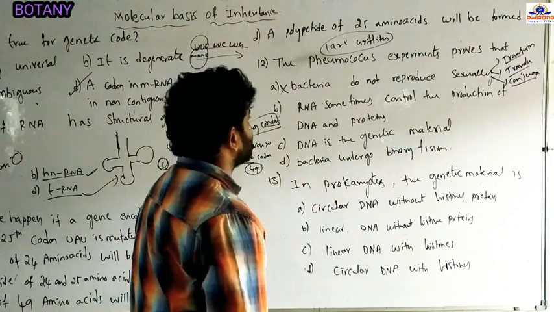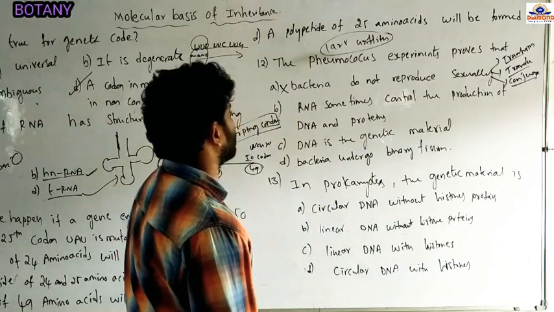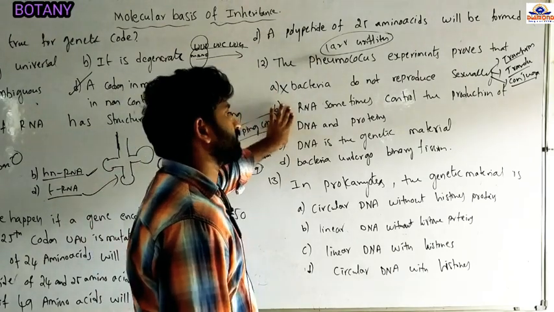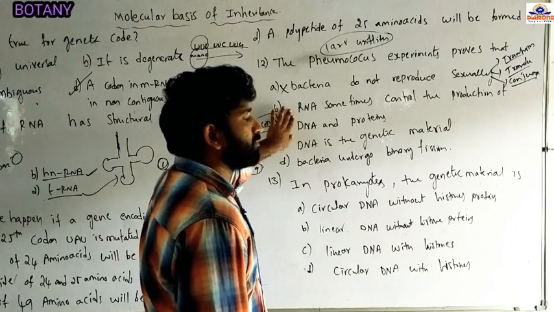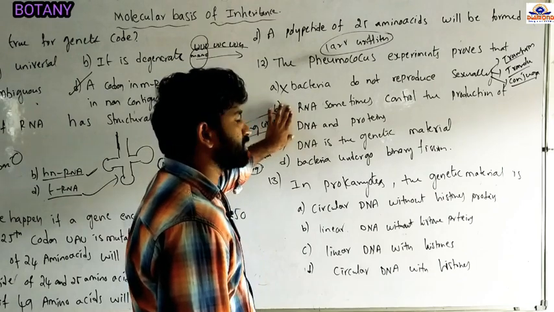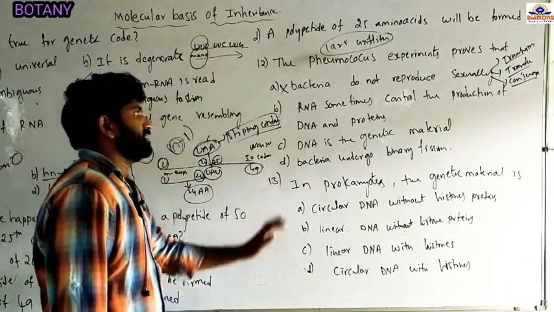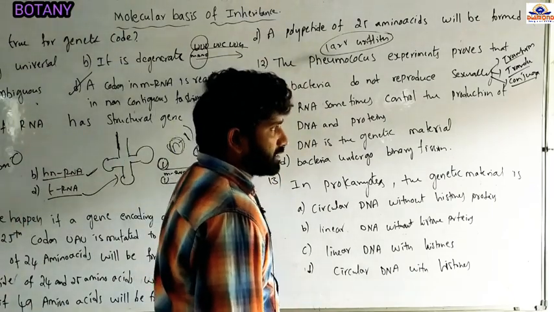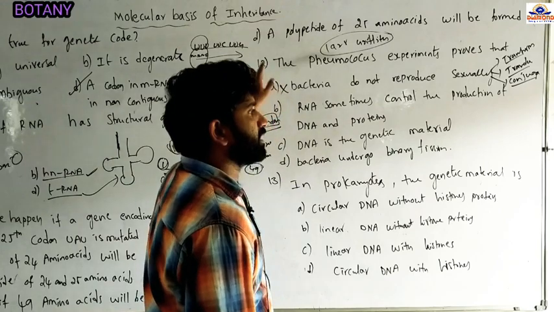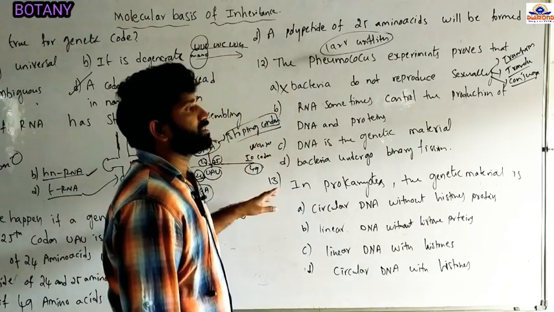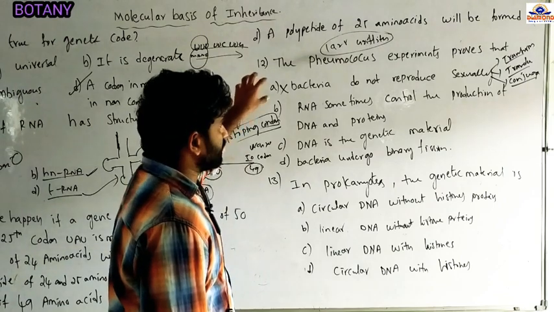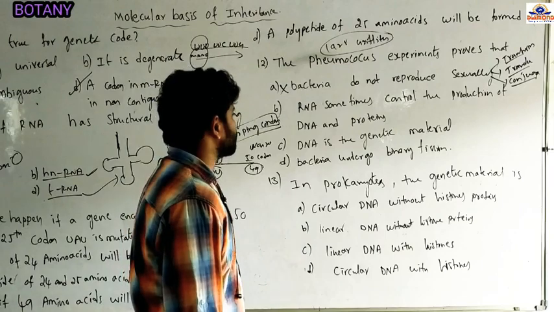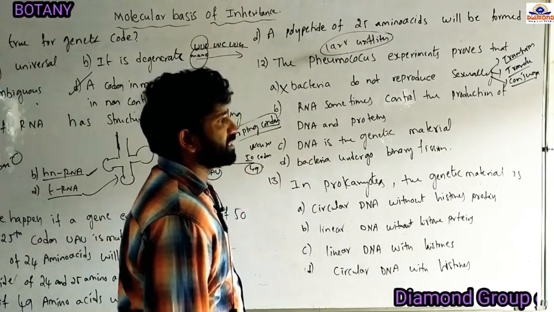Option B, RNA sometimes controls the production of DNA and proteins. RNA never controls the production of DNA and protein synthesis, because DNA is involved in controlling the production of proteins, since DNA is the genetic material. Even where RNA is the genetic material, that RNA is converted into protein, and at that time DNA and other enzymes are involved in controlling the process of protein synthesis.